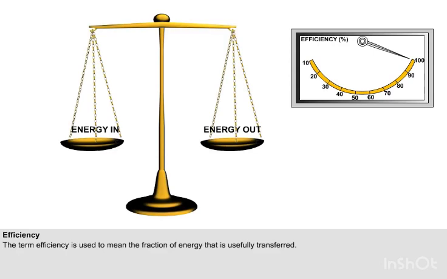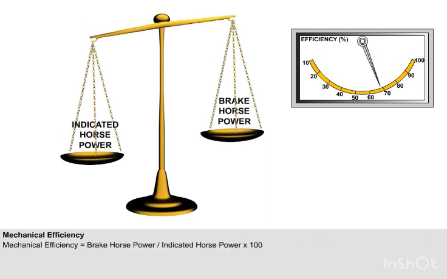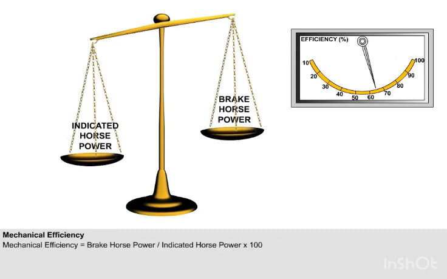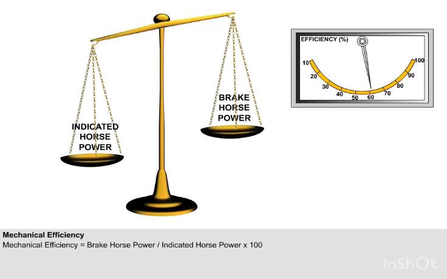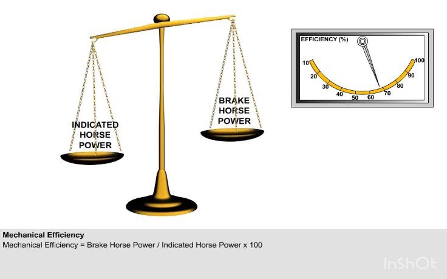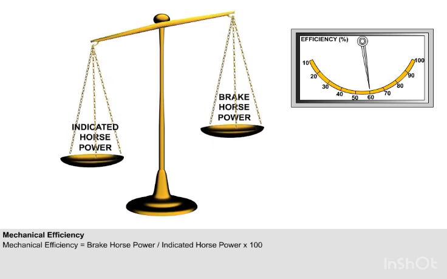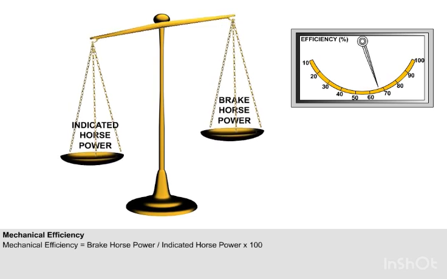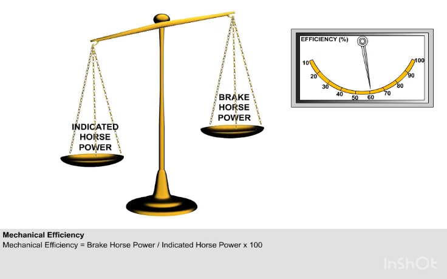The term efficiency is used to mean the fraction of energy that is usefully transferred. We'll define the mechanical, thermal, and volumetric efficiency of the piston engine. The internal combustion engine converts the chemical energy in the fuel into heat energy, and then further converts it into mechanical energy. In the case of the piston engine, its mechanical efficiency can be defined as the brake horsepower divided by the indicated horsepower times 100.